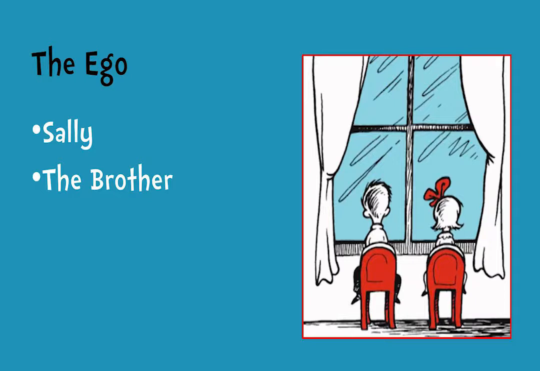In The Cat in the Hat, Sally and her brother represent the ego. They're stuck between having fun with the cat and following their mother's rules, which are repeated to them by the fish all throughout the story. Although they break the mother's rules and give in to their urge to misbehave with the cat, they know in reality that they should not be playing with him.